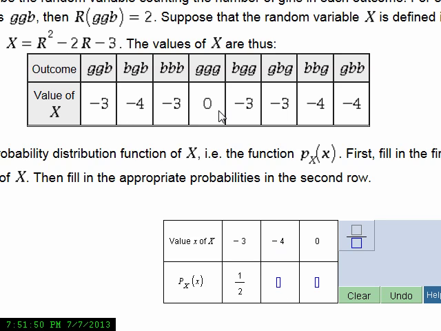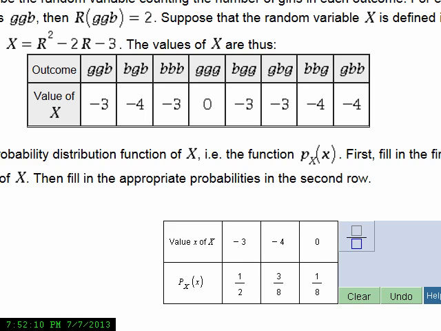The -4 occurs 3 times, so that's going to be 3/8. And then this one here occurs once, and it's 1/8. And sure enough, if you add up all the probabilities, 3/8 and 1/8 is 4/8, or 1/2. And 1/2 and 1/2 is 1. So they do add up to 1. So let's go on to the next question.